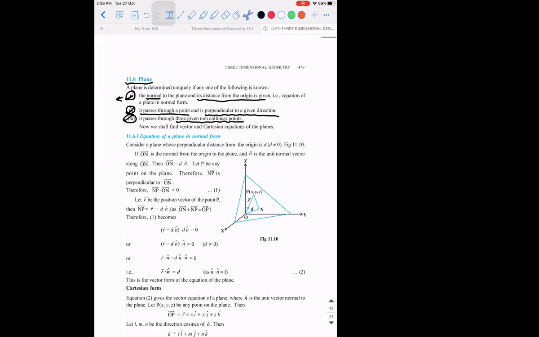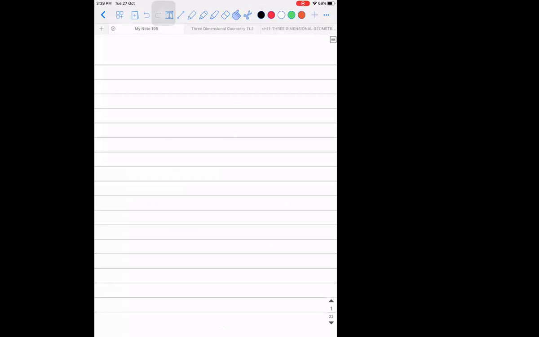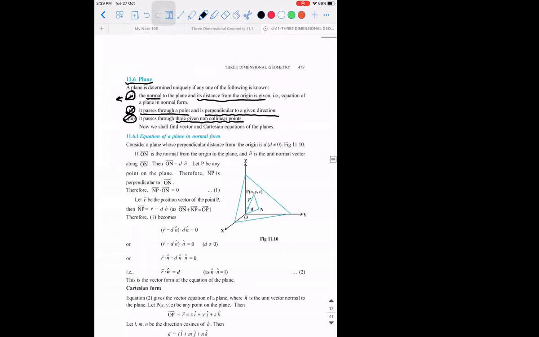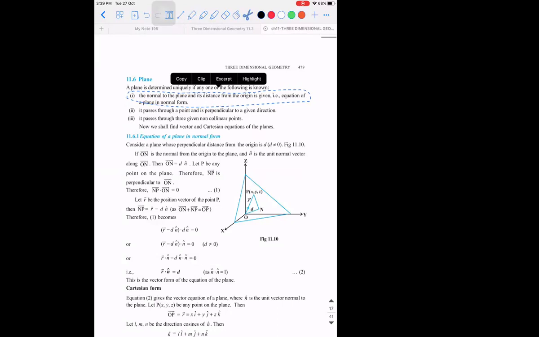So what is the first thing? First is the equation of a plane in normal form. Write it down, I want everybody to write it along with me. This is slightly a tricky exercise, so if there is any doubt, get it clarified. Equation of a plane in normal form. What are the required data? You need to know the normal to the plane, and you need to know the distance from the origin. These are the two required data.